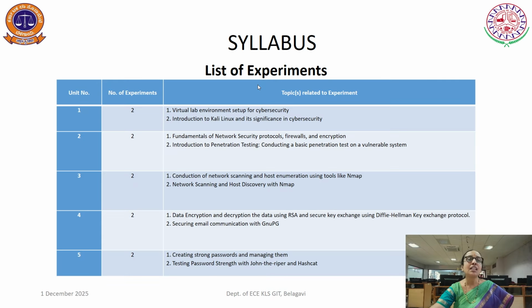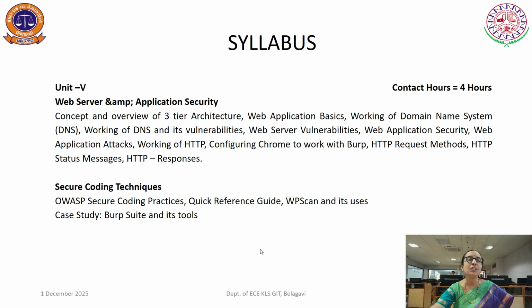So we have in the syllabus 5 units, which will be covered in short. Based on this syllabus, we are covering 10 experiments, right from the setup of the virtual lab till testing your password strength and creating passwords of good strength. So these 5 units will have two experiments each, which you have to perform.